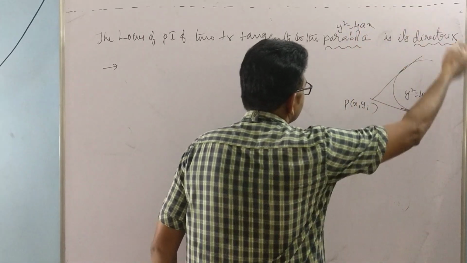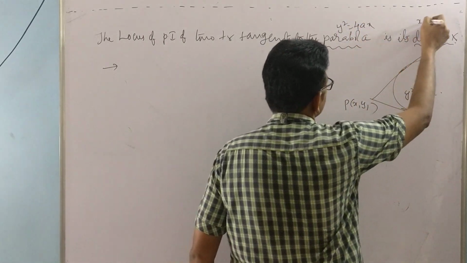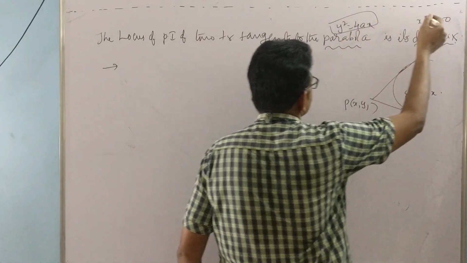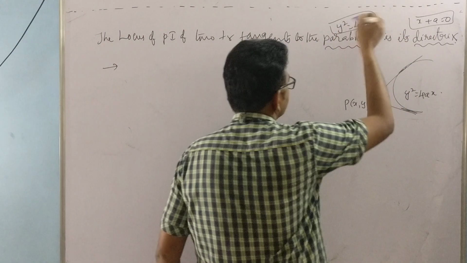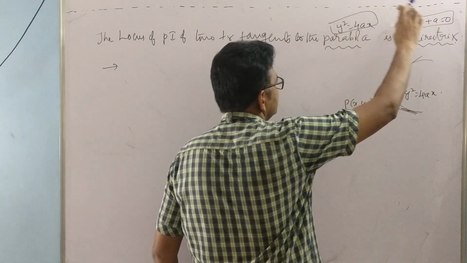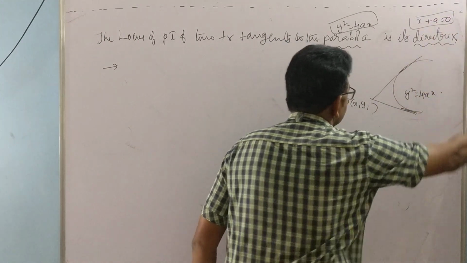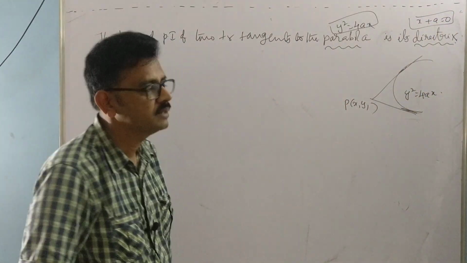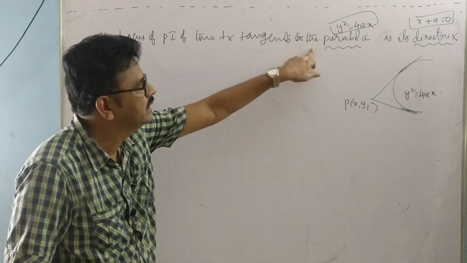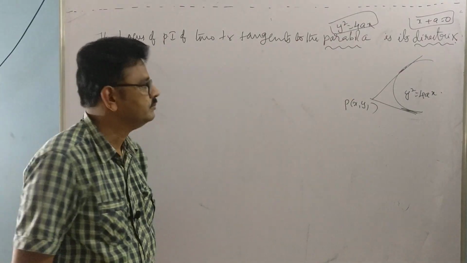Its directrix is what? x + a = 0. This is the equation of the directrix. If you take another parabola, there is a corresponding directrix. If you take x² = 4ay, its directrix is, sorry, y + a = 0. So, in general, every parabola has its own directrix.